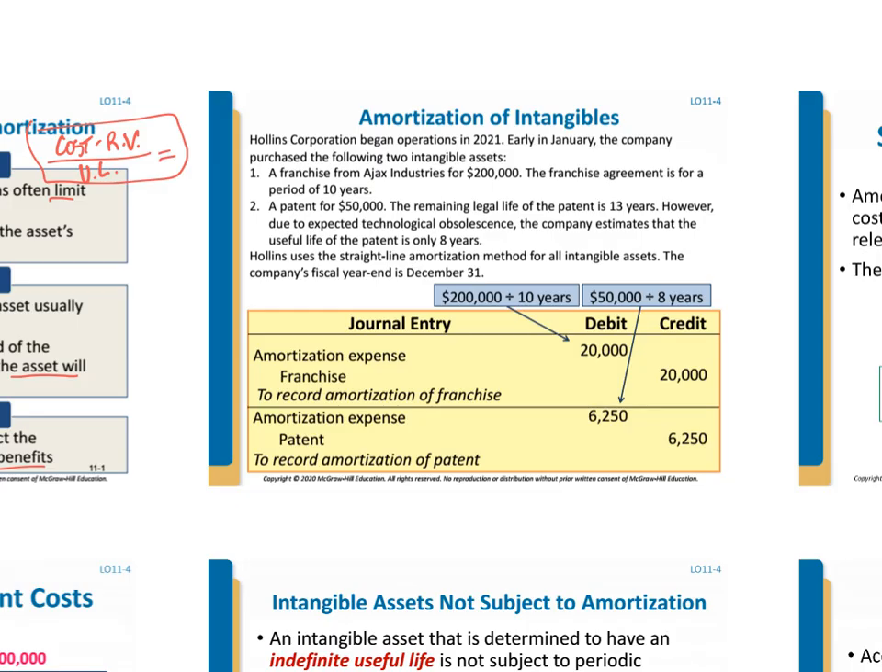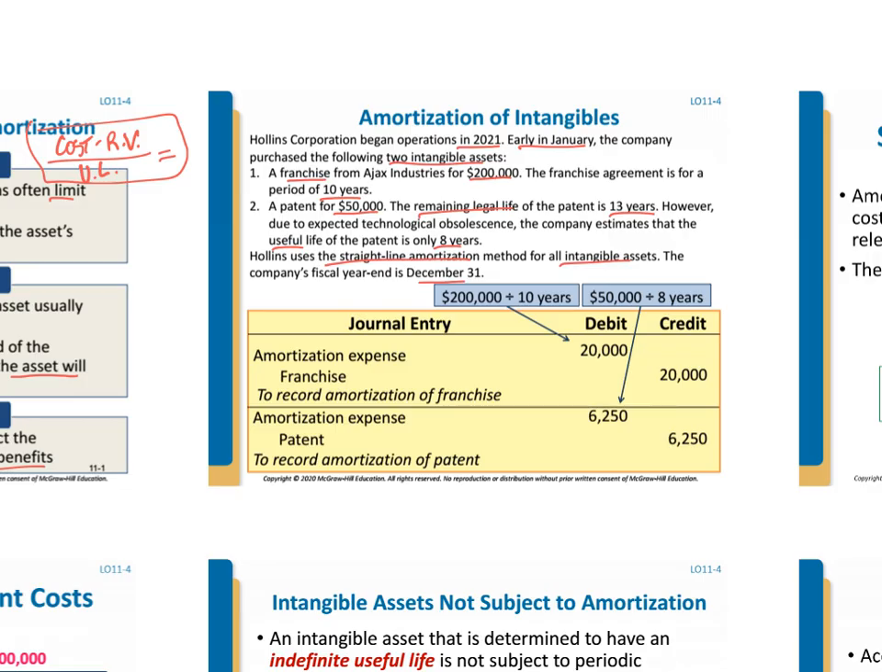As an example of amortization, we have Hollins Corporation that began operations in 2021. Early in January, the company purchased the following two intangible assets. One is a franchise from Ajax Industries for $200,000. The agreement is for a 10-year period, and they purchased a patent for $50,000. The remaining legal life is 13 years. However, due to an expected technological obsolescence, the company estimates that the useful life is only going to be 8 years. Hollins uses the straight line amortization method for all intangible assets. The company's fiscal year is December 31st.